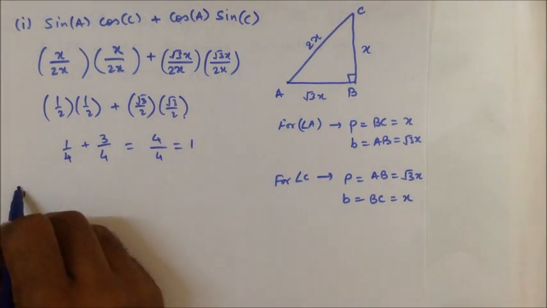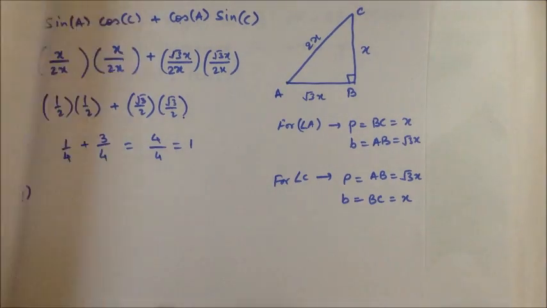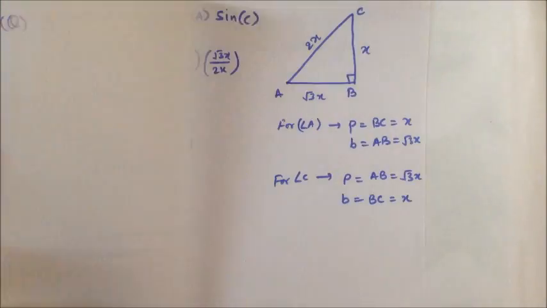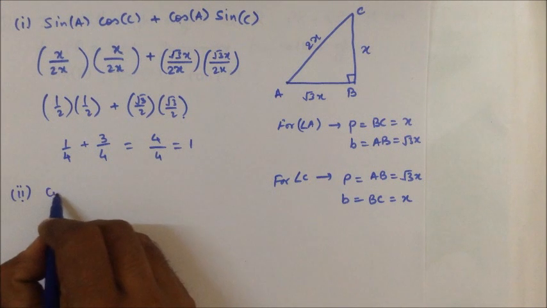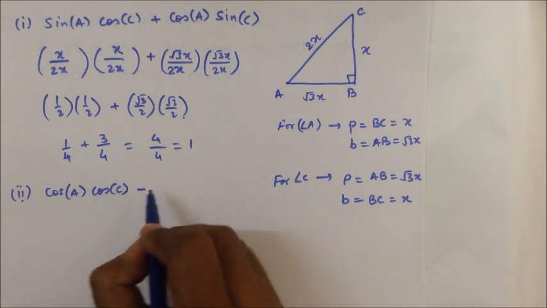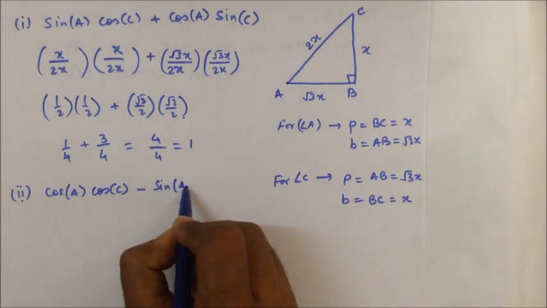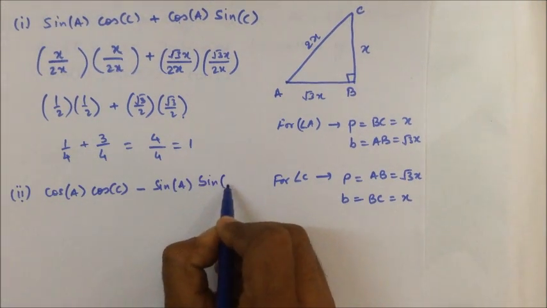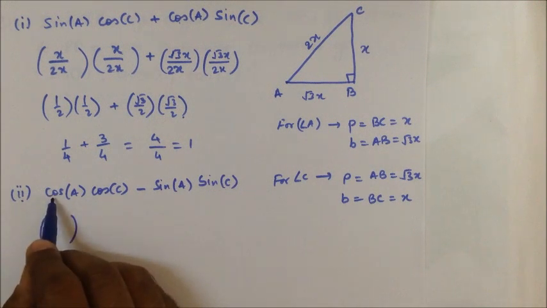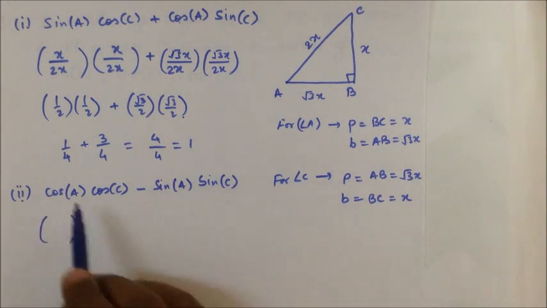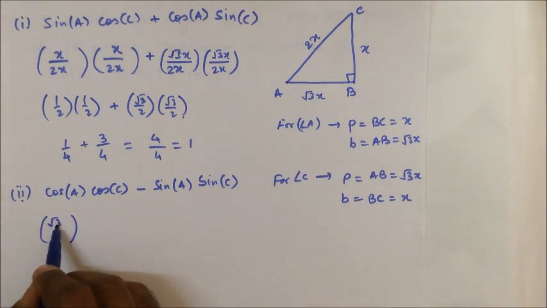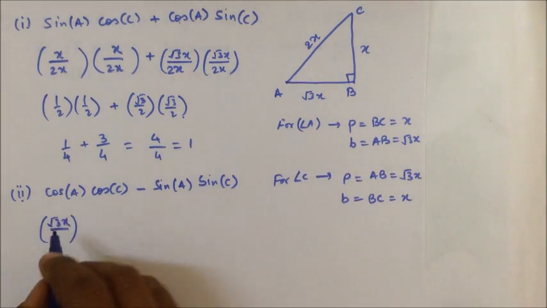The same is the case with the second expression. Now the second expression is cos A cos C minus sin A sin C. So it is cos of A cos of C minus sine of A into sine of C. Cos A, cos is the ratio between base and hypotenuse. For angle A, the base is root 3x. Remember, the hypotenuse remains the same. The hypotenuse is 2x.